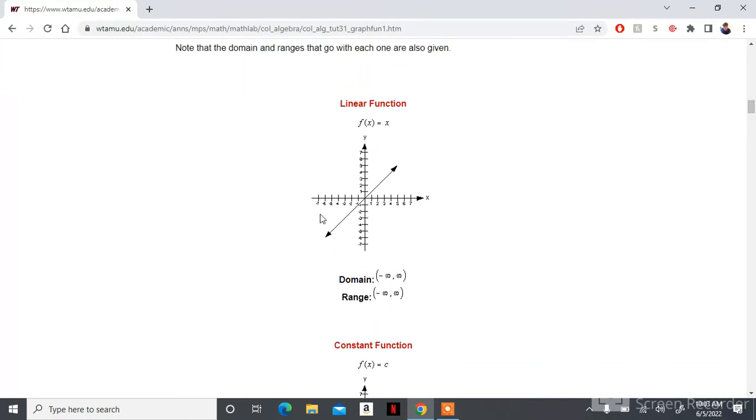Okay, so since this left is going down, this is going to be negative infinity.